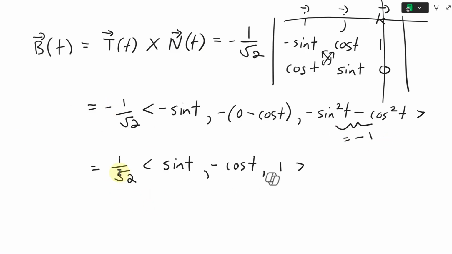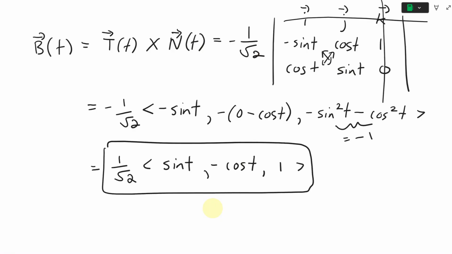All right, so we get 1 over square root 2 times sine t, and then the components are sine t, negative cosine t, and 1. And that's the binormal vector. So pretty fascinating stuff there.